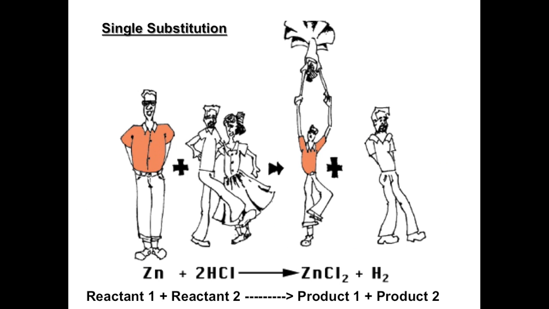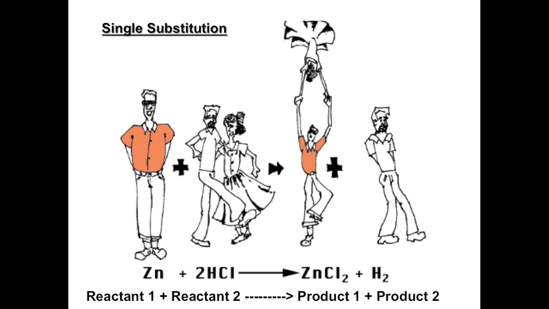The next reaction is called single substitution. In single substitution, you have a reactant that is a metal and another reactant that is a compound. The metal replaces one of the elements in the compound, forming 2 products.